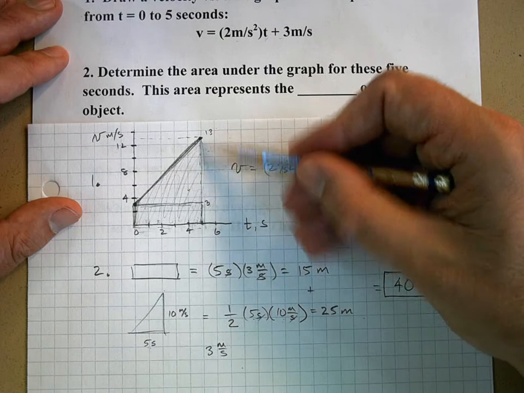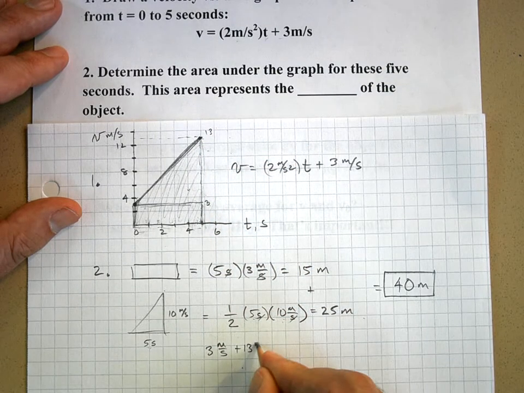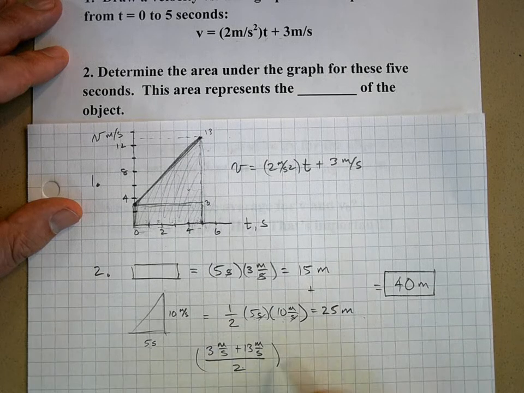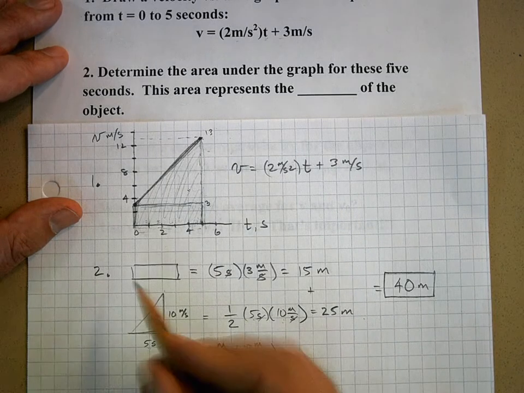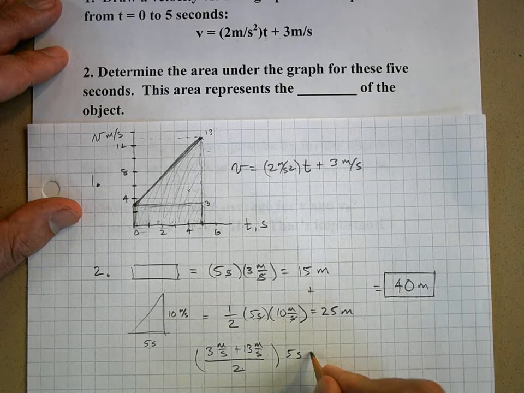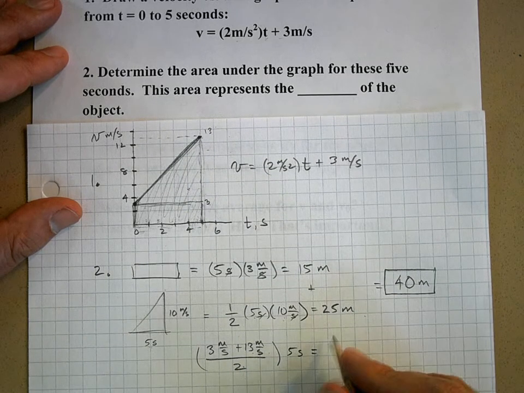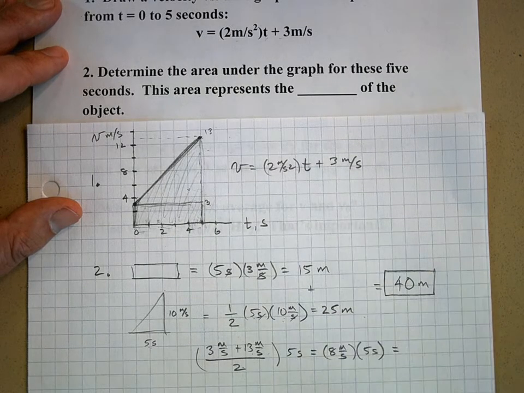This whole thing here is 13 meters per second. Got to divide that by 2. It's the average base. And the average base is you add the bases and divide by 2, times the height, which is 5 seconds. And 13 plus 3 is 16, divided by 2 is 8. So that's 8 meters per second times 5 seconds. And you get the same answer, 40 meters.